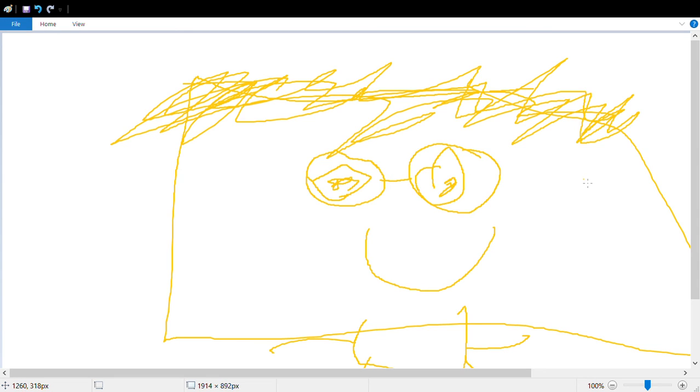So, yeah. These are supposed to be ears. And the glasses go out to his ears. This is the nerd.